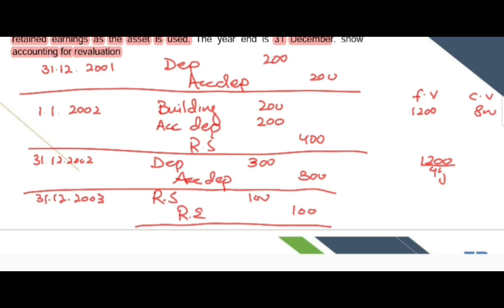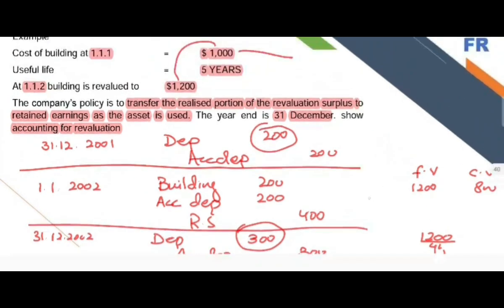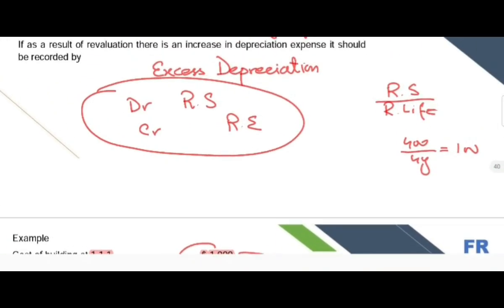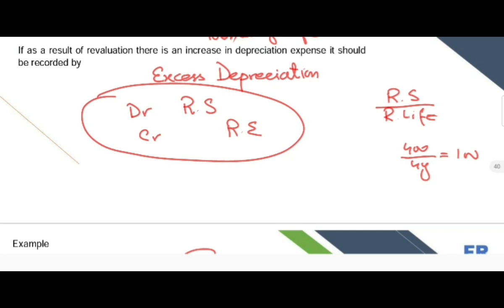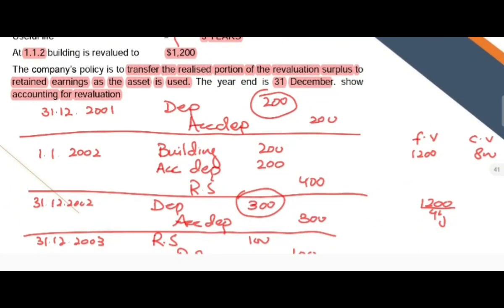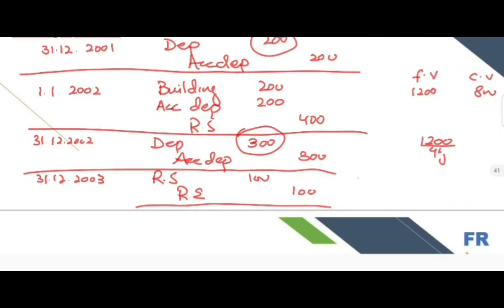And again, how to calculate that amount? This could be calculated by comparing the difference of depreciation expense before revaluation and depreciation expense after revaluation. But the better way in accordance with IAS is to divide the remaining revaluation surplus by remaining life. As the revaluation surplus in this question is 400 and remaining life at the date of revaluation is 4 years, 400 divided by 4 gives you the same amount.